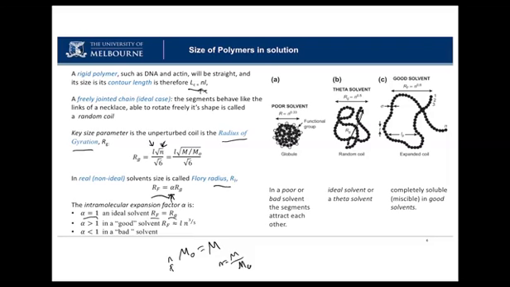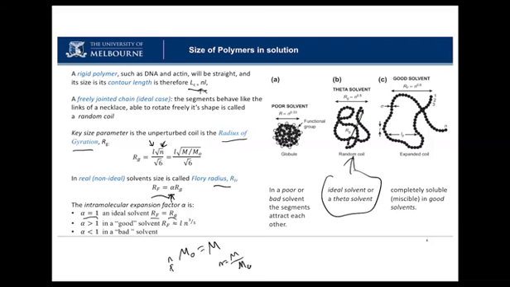Now, this is actually called a theta solvent. It's kind of the ideal solvent, and that's the one here where it takes on a random coil. Now, good and bad, these are very peculiar terms. They actually are in the polymer literature this way, but it's really weird in science to say it's a good thing or a bad thing on a quantitative scale.